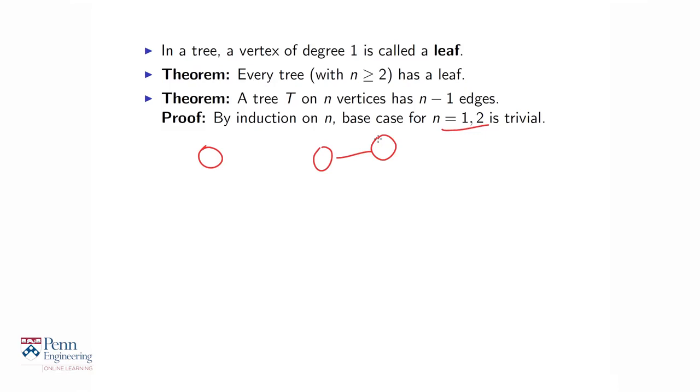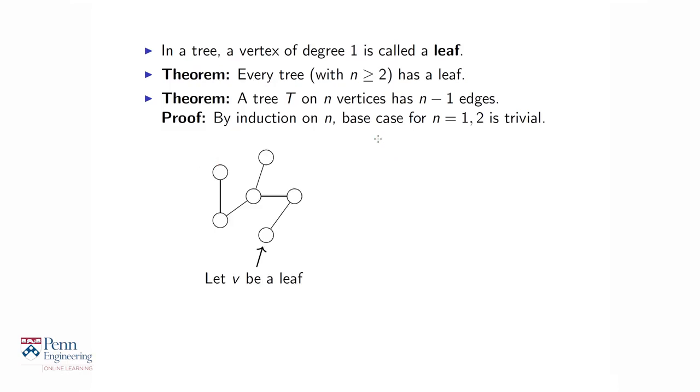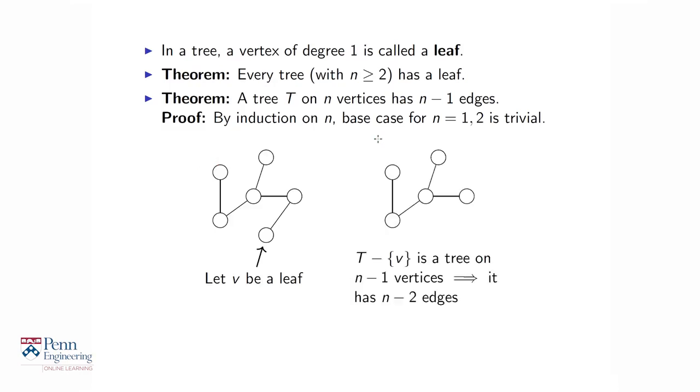Now for induction, what you assume is that this claim is true for all trees with up to n vertices, and prove it for n plus 1 vertices. So how do we do this? Suppose you take a tree with n plus 1 vertices, this one. You know that this tree must have a leaf because we just proved this earlier. So let V be any leaf in this tree, and consider the tree you get if you remove V and the edge that V is attaching to the rest of the tree with. So you get this smaller tree.